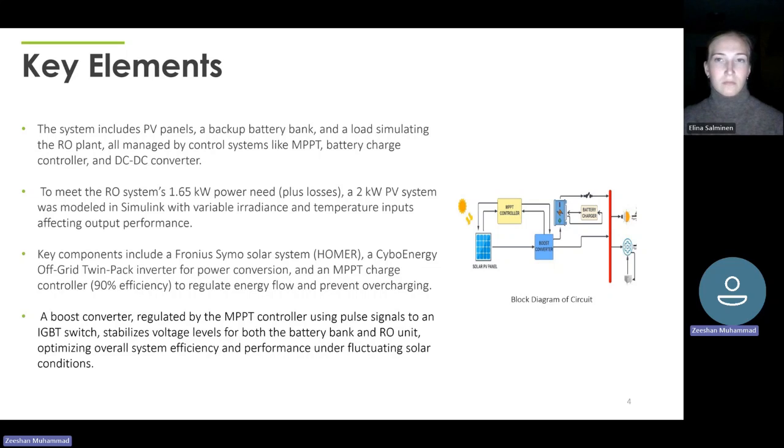A boost converter regulated by the MPPT controller using pulse signals to an IGBT switch stabilizes voltage levels for both the battery bank and RO unit, optimizing overall system efficiency and performance under fluctuating solar conditions.